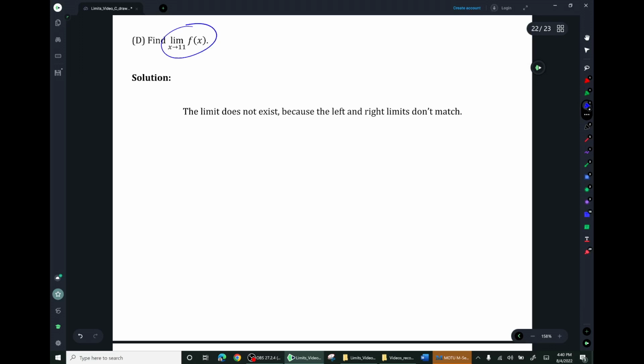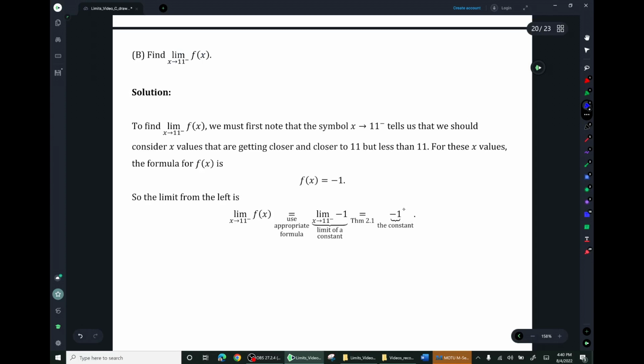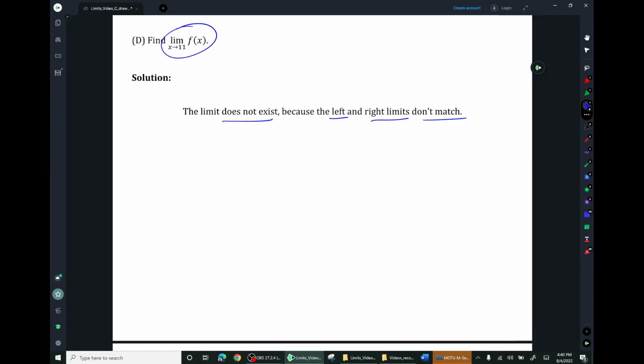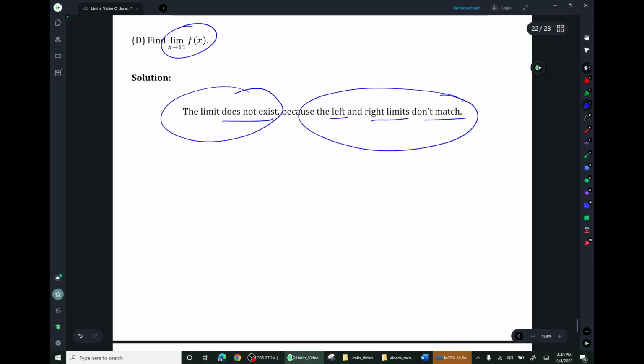Question D says to find the limit as x approaches 11 of f of x. Well, that's simple. This limit does not exist because the left and right limits don't match. The limit from the left was -1. The limit from the right was 1. So those left and right limits don't match, and therefore the limit does not exist.